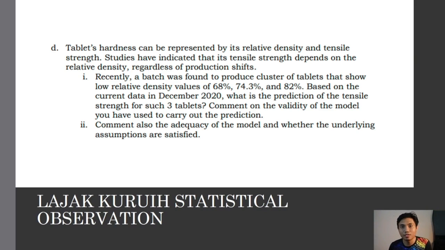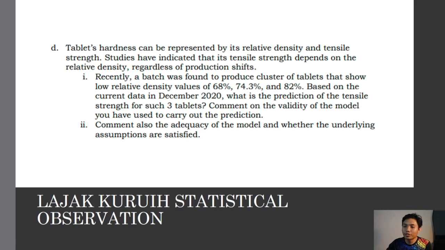Okay, hello everyone, my name is Izzat. As we look at the statistical observation, tablet hardness can be represented by its relative density and tensile strength. Studies have indicated that the tensile strength depends on the relative density regardless of the production shift. Recently, a batch was found to produce a cluster of tablets that show low relative density values of 68%, 74.3%, and 82%. Based on the current data, predict the tensile strength. Also, comment on the efficacy of the model and whether the underlying assumptions are satisfied.